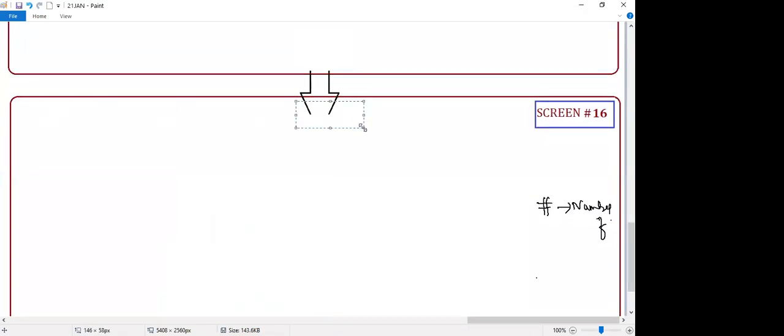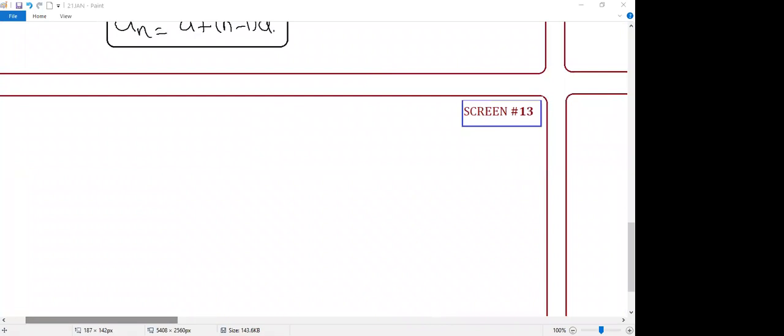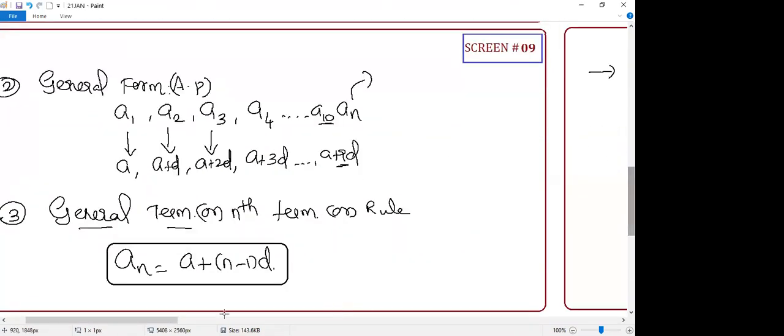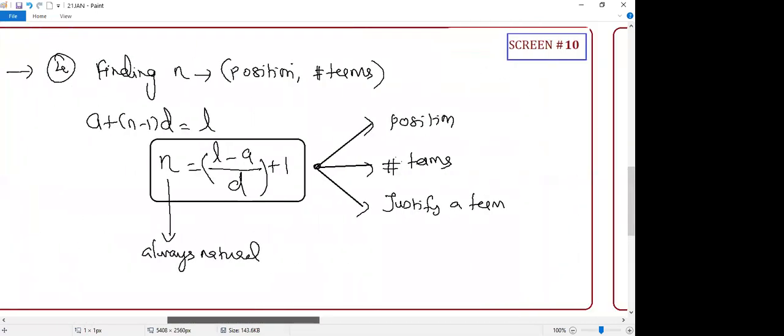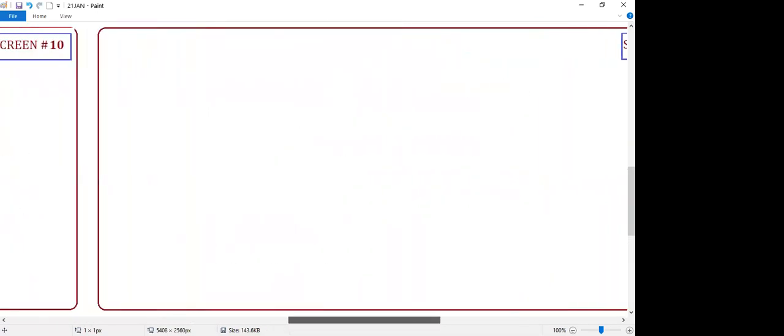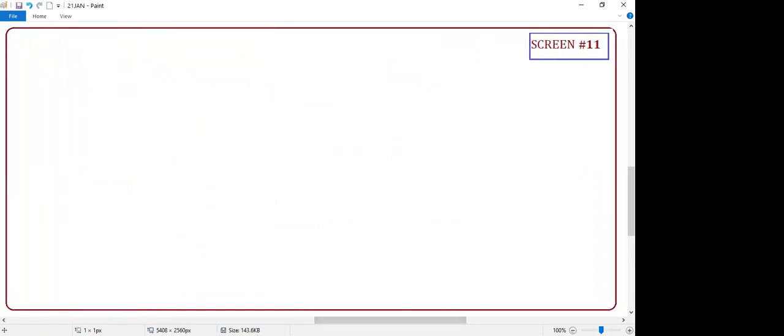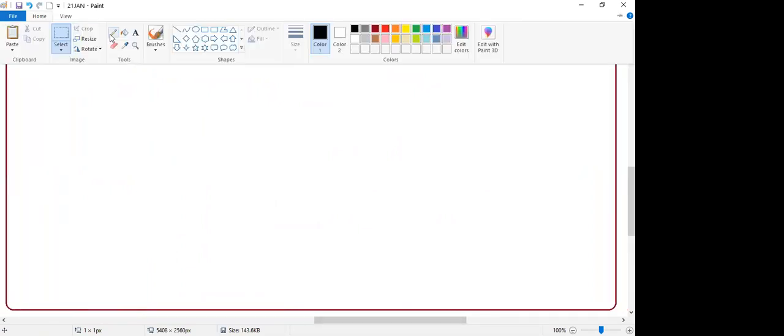Okay, I'm cleaning this board. Okay guys, it's ready. Screen number 9 has formula numbers 2 and 3, and screen number 10 has formula number 4. So what else, a formula? Guys, this is another important result.